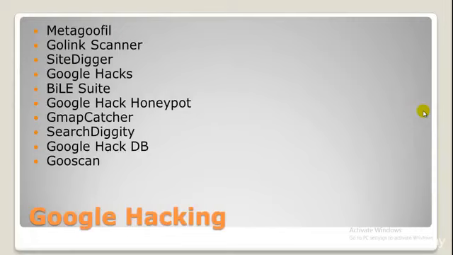Then we have Google Hack Honeypot, which is the reaction to a new type of malicious web traffic, and it is a search engine for hackers, and you can check it at ghh.sourceforge.net. GHH implements the honeypot theory to provide additional info security to your web presence. We have Gmap Catcher, Search Diggity, Google Hacking Database, as I showed you, and finally the GooScan. GooScan is a tool that automates queries against Google search appliances, and these queries are designed to find potential vulnerabilities on your websites. So that would be it for this tutorial.